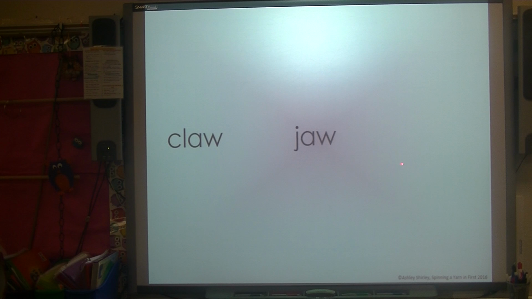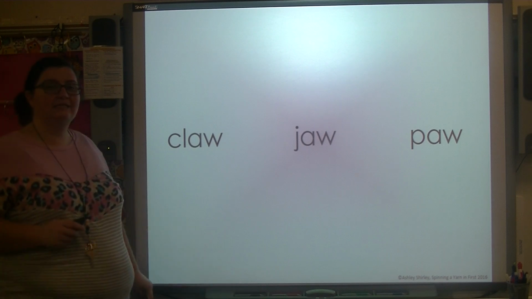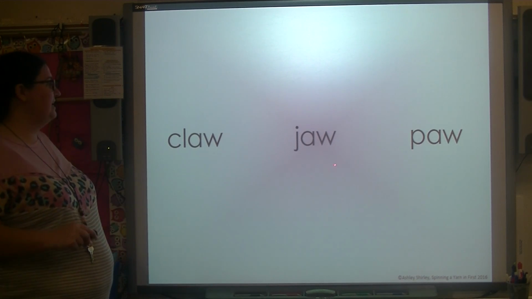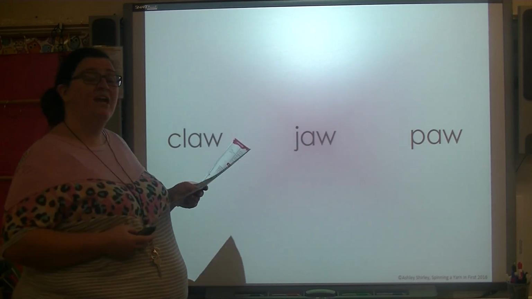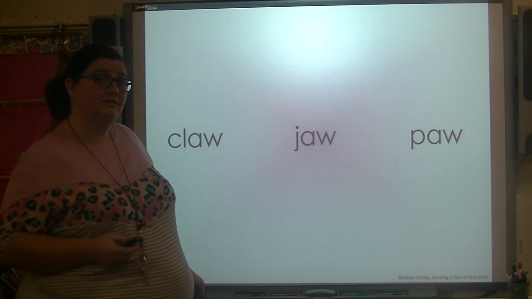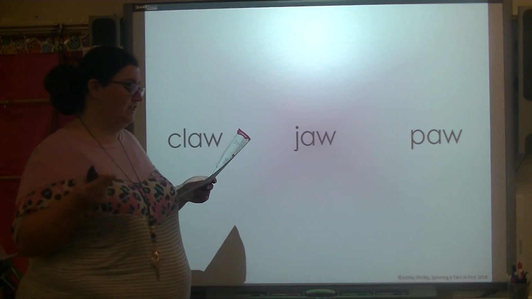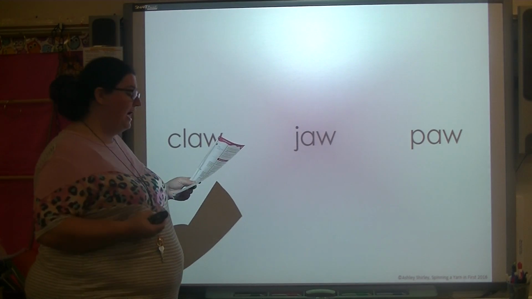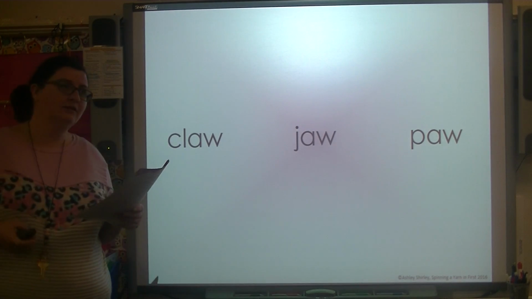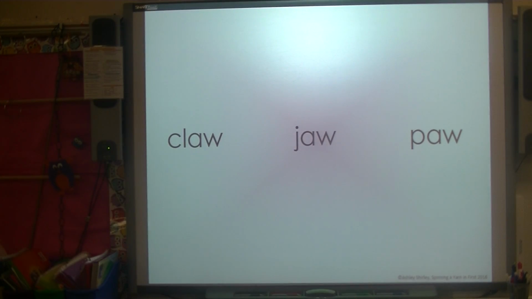Claw, jaw, paw. What's making that sound, guys? A W is making the aw sound. What do you think AW is? It's a digraph. It's two letters coming together to make one sound. That's right. How do we code digraphs? We underline them. So let me go to my coding page.